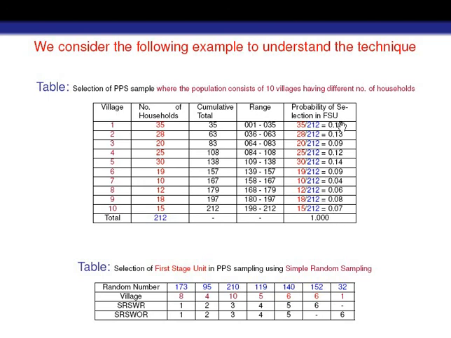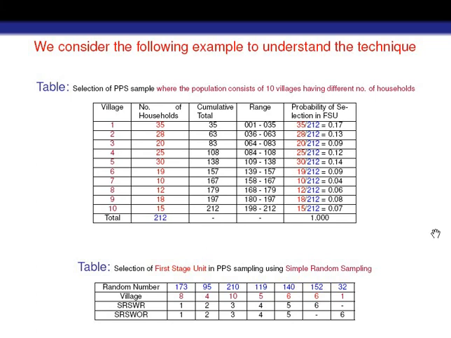From this you can see that the clusters that have larger size have more probability of being included in our first stage unit. And how do we calculate this? We just divide the cluster population by the total population. So the cluster population here is 35 and our total population is 212.